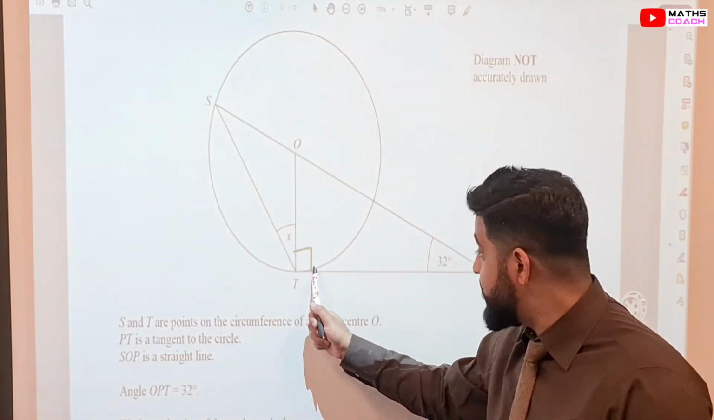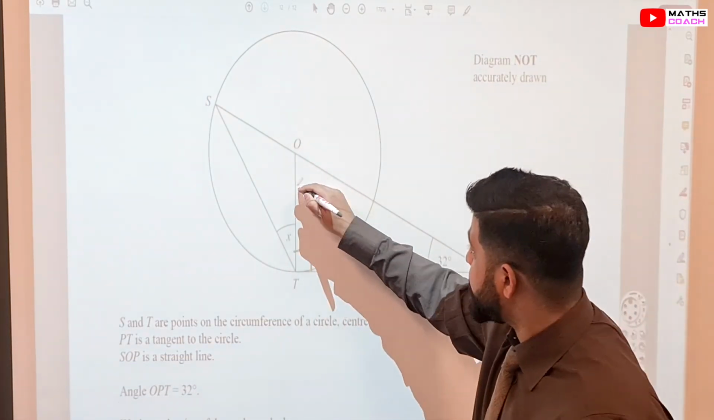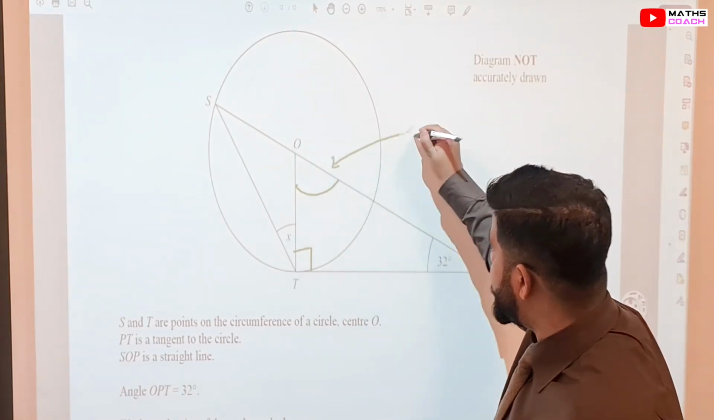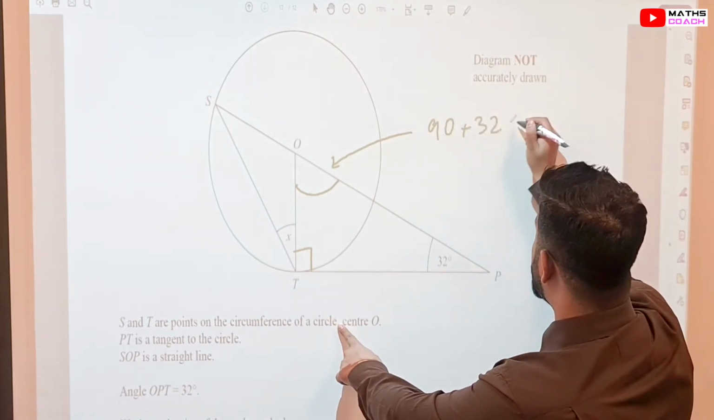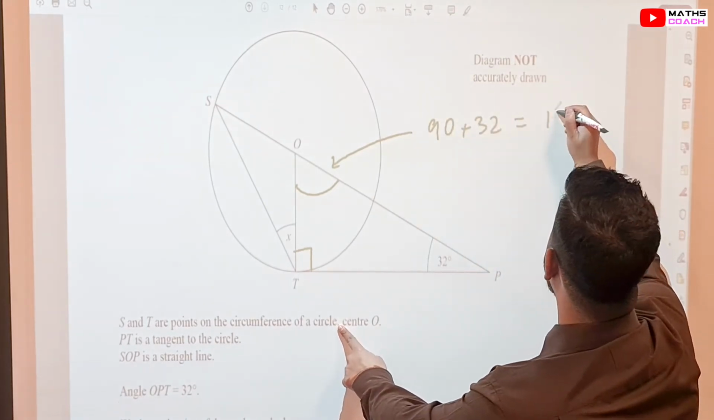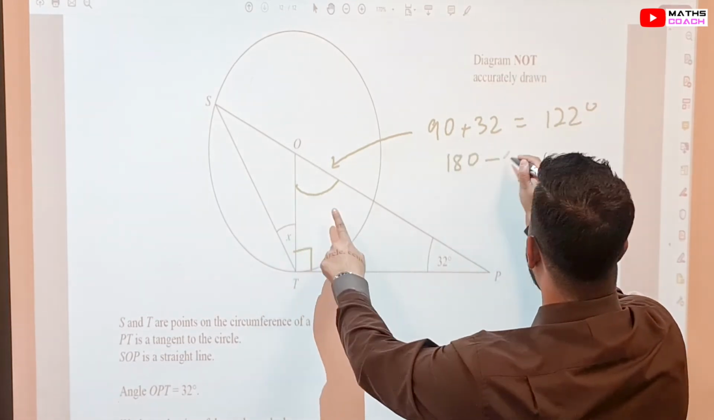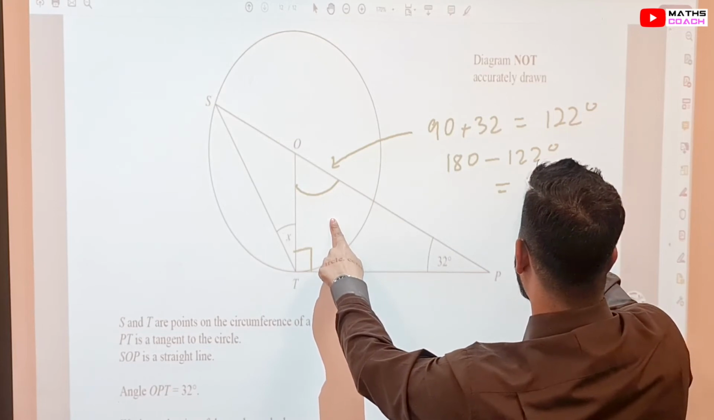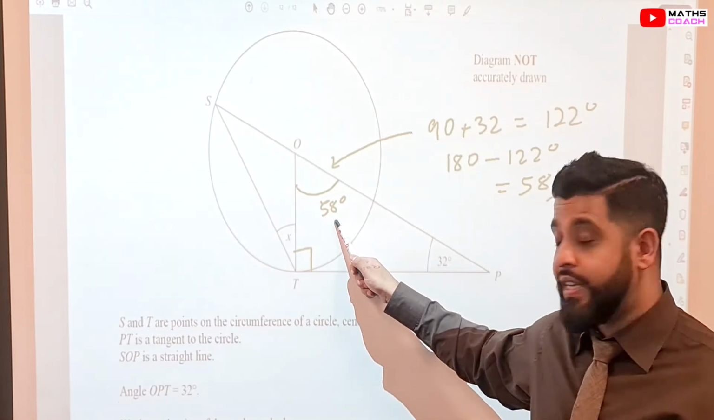If we know that this is 90 degrees, then in this triangle we can find that third angle right there. In order to find this third angle, we'll add up these two, so 90 plus 32, which gives us 122 degrees. And this one will be 180 minus 122, which gives us 58 degrees. So we have this angle here, which is 58 degrees now.